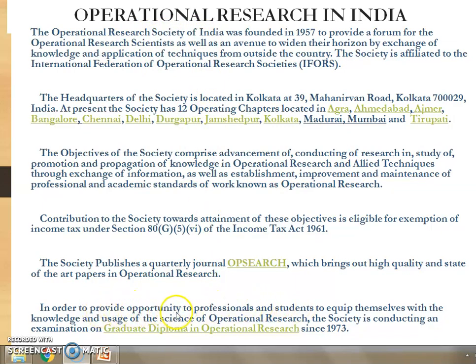In order to provide the opportunity to professionals and students to equip themselves with the knowledge and usage of the science of operations research, the society has been conducting an examination for the graduate diploma in operations research since 1973. This is a certification examination offered by the Operational Research Society of India, the graduate diploma in operations research. This is equivalent to obtaining a degree. So this is about the operational research status in India.